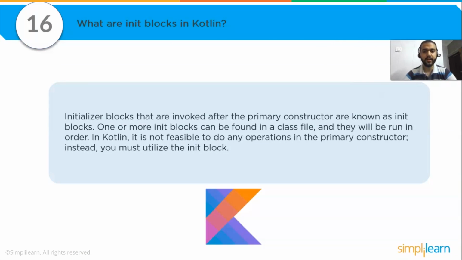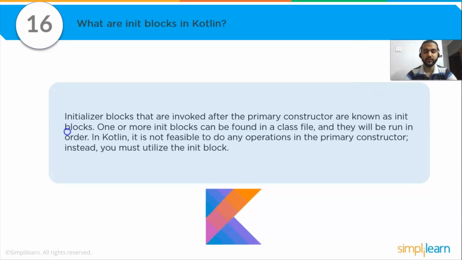Initializer blocks that are invoked after the primary constructor are known as init blocks. One or more init blocks can be found in a class file, and they will be run in order. In Kotlin, it is not feasible to do any operations in the primary constructor. Instead, you must utilize the init block. So these are the init blocks in Kotlin.